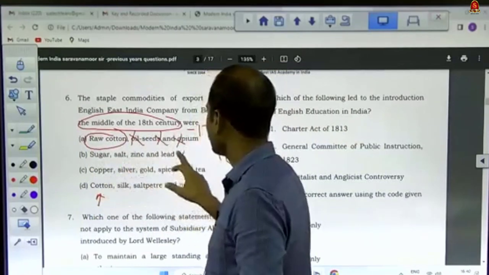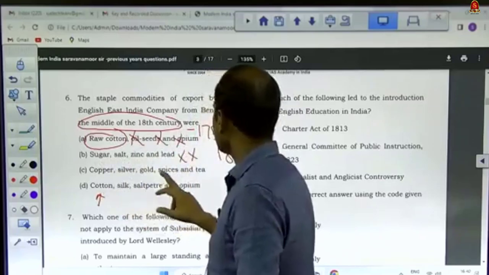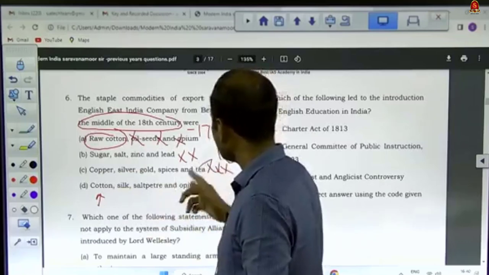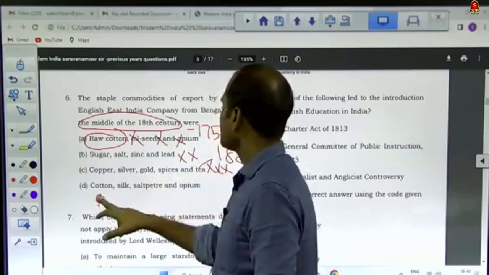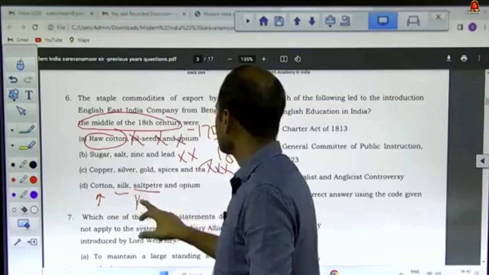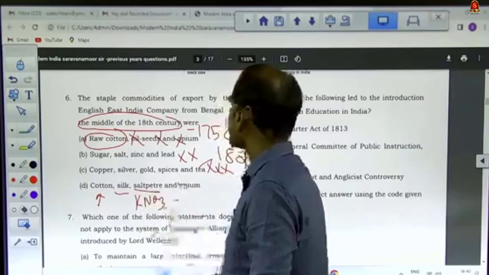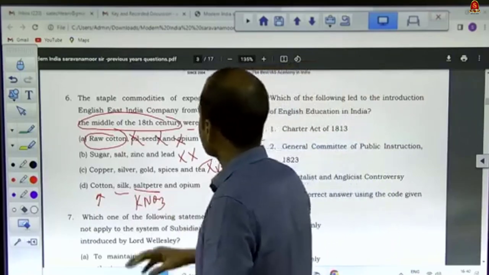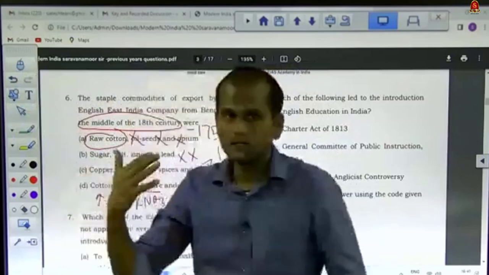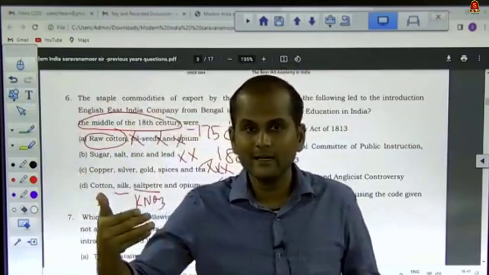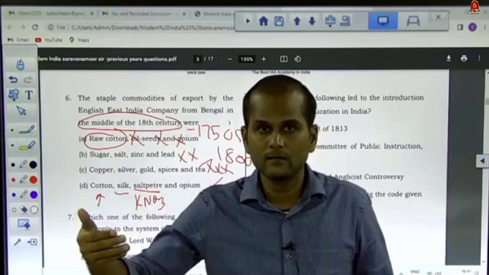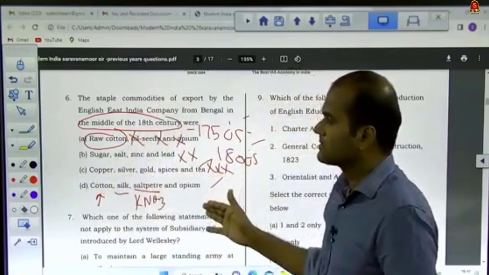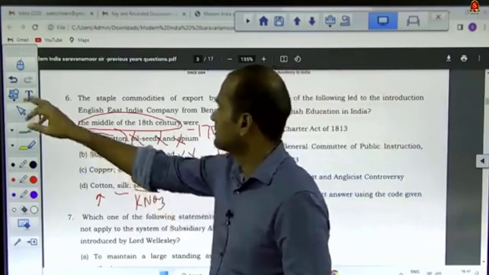Sugar, salt, zinc and lead, not at all. Copper, silver, gold, spice and yeast, not at all. Tea might have been, but not that. Here the probable answer is cotton, silk, saltpetre, that is KNO3, and opium. Just to go through, they started to export raw cotton from 1800 onwards, 1813 onwards. With high industrialization, they gradually stopped the finished textile commodity sent from India.